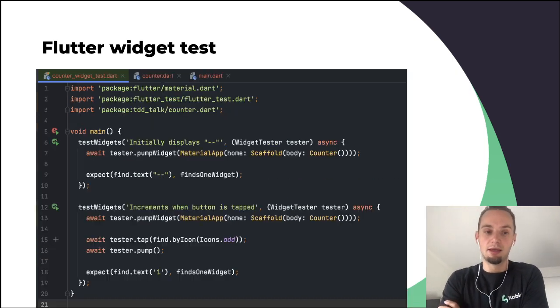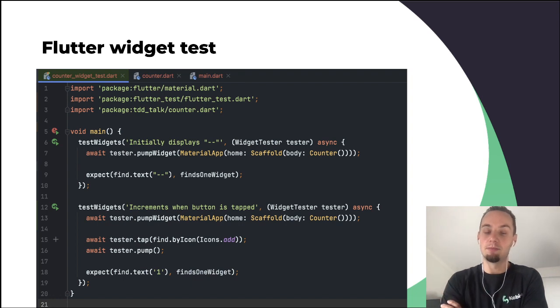And then I'm going to move on. I'm going to create more test cases. For example, I want to test that if I tap the plus button and render the widget again, then I expect that a 1 will be shown, because then the counter should be increased from nothing to 1. And this is just going to continue like this.